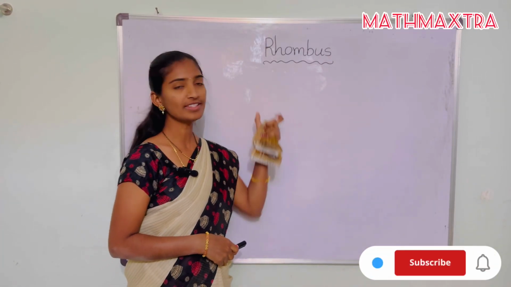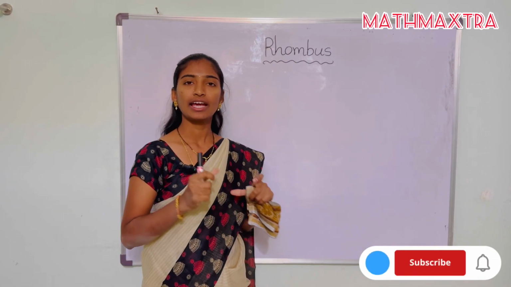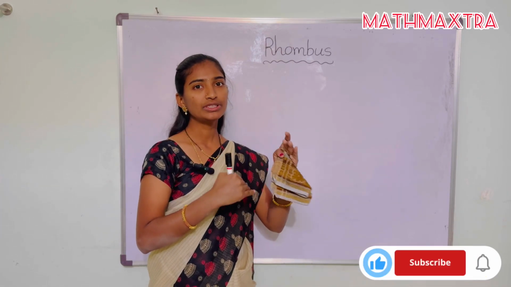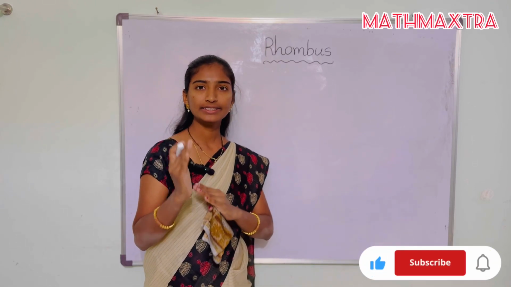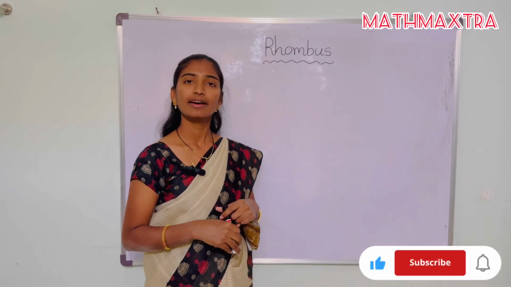Today our topic is rhombus. So what is a rhombus? A rhombus is a quadrilateral in which the opposite pairs of sides are parallel and adjacent sides are equal. Then we call this a rhombus.